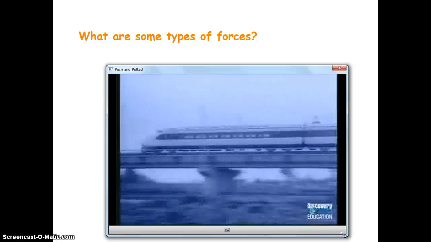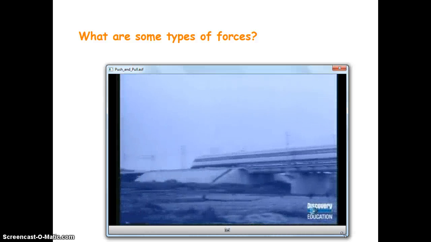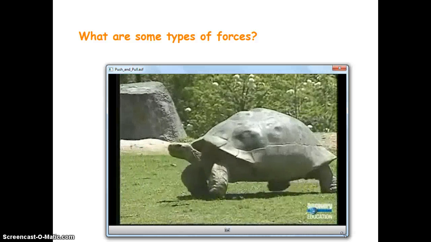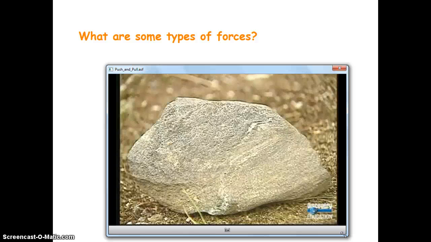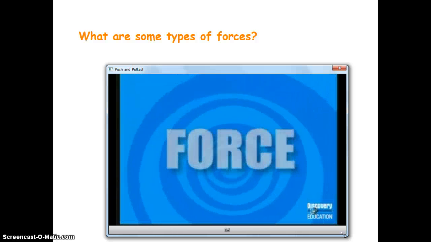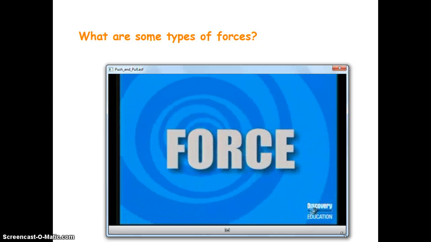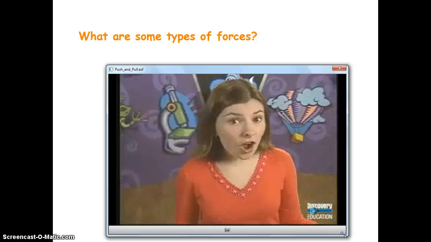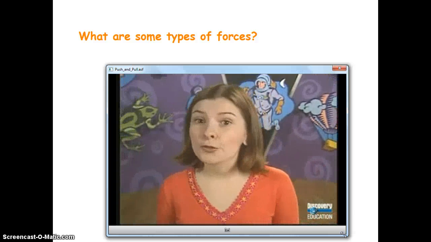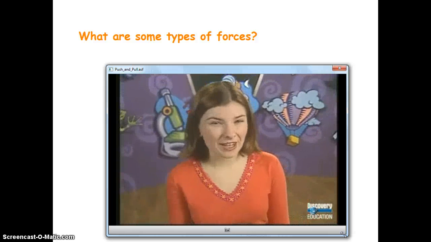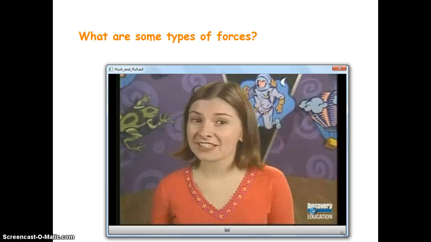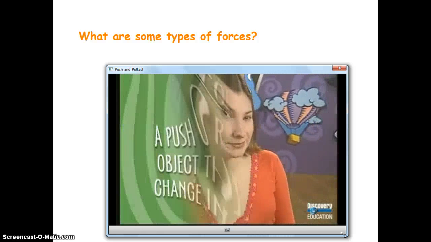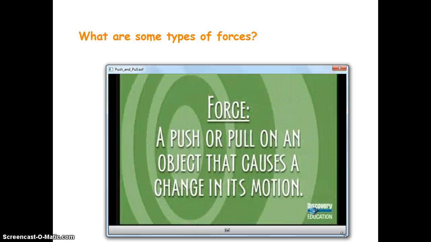Ever wonder what causes things to move faster than a speeding train? Or slower than a tortoise? Or what makes things stay still and not move at all? The word is force. Right at this very moment, forces are at work all around you and me. Forces make it possible to sit in a chair without floating into space or falling into the earth. What is force? Simply stated, force is a push or a pull on an object that causes a change in its motion.